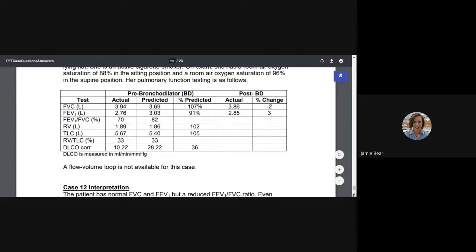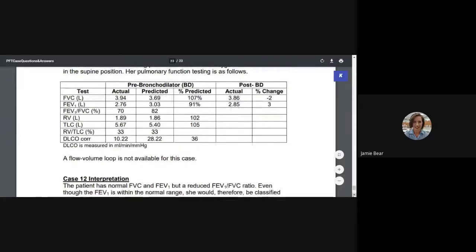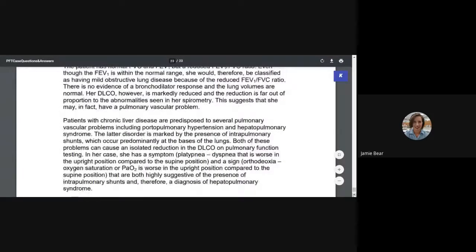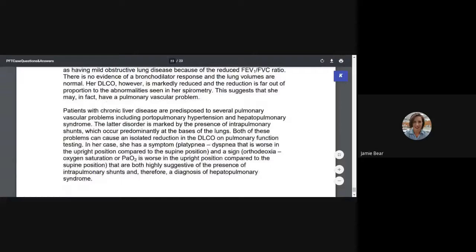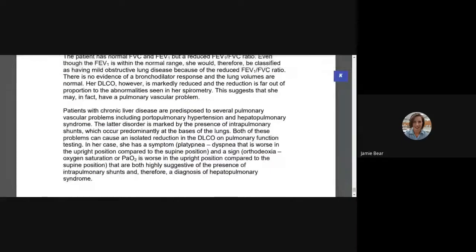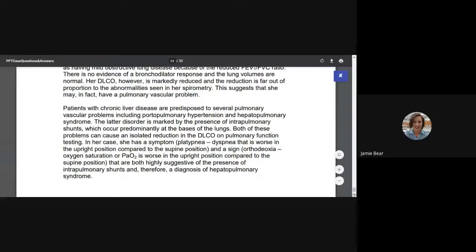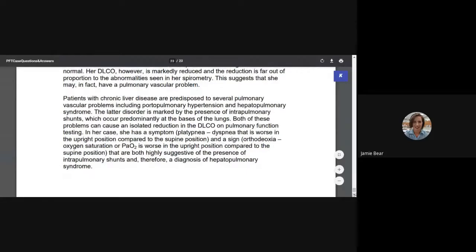Okay, and so based on that, this person is shown to have a pulmonary vascular problem related to her, excuse me, her hepatopulmonary syndrome, which means there's a blood flow problem from the liver up to the lungs. Okay, so that is it.